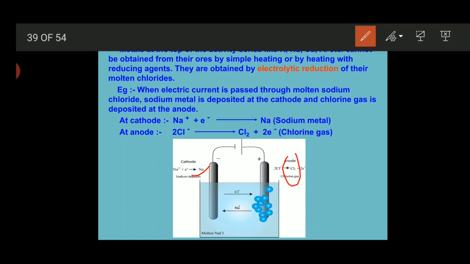Now let's see. Up to now we have discussed three steps of extraction of metal. First is concentration of ores. Second is conversion, which is done with the help of roasting and calcination. Third is electrolytic reduction, which is most important from the board exam point of view. Now, at last, we will do the refining process.